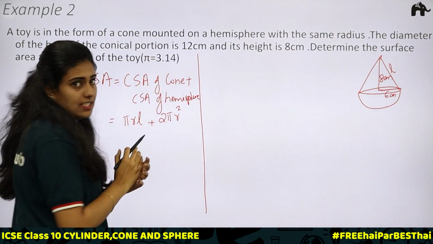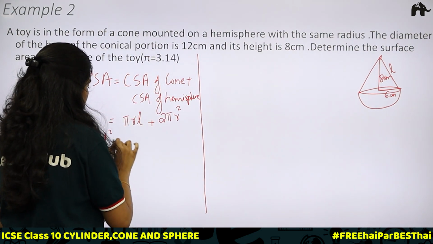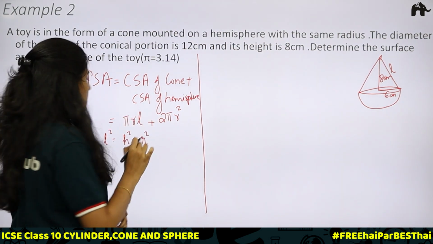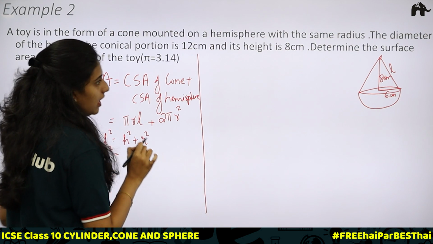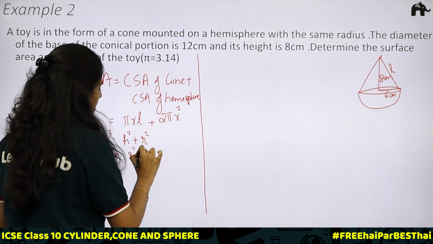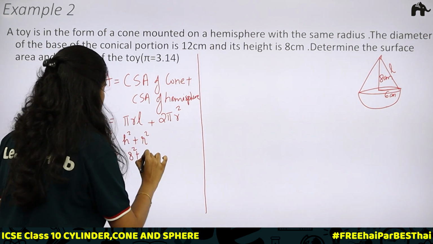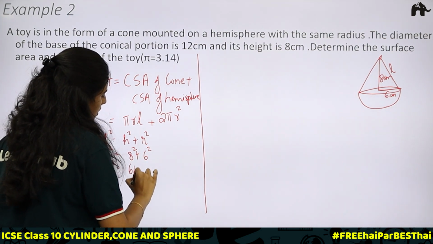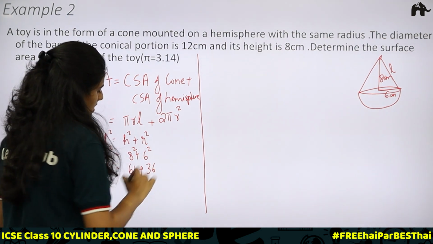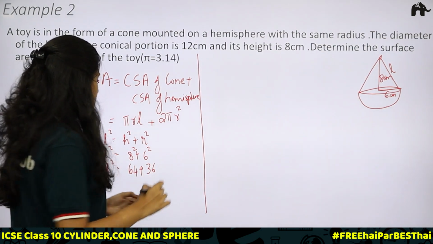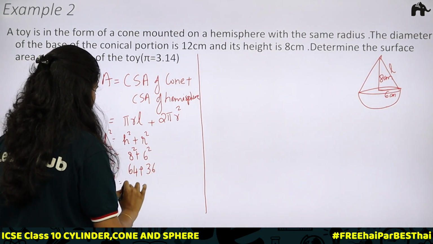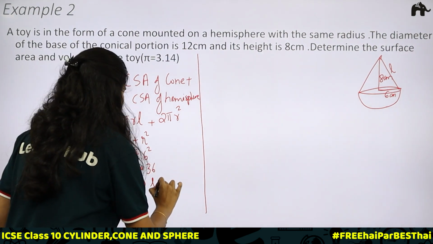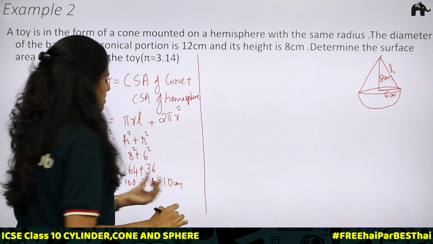How to find slant height L? We have L square is equal to h square plus r square. Put the values. L square is equal to 8 square, 64, plus 6 square, 36. 64 plus 36 is 100. L square is equal to 100, which implies L is the root of 100, and that is 10. 10 centimeter is your slant height.